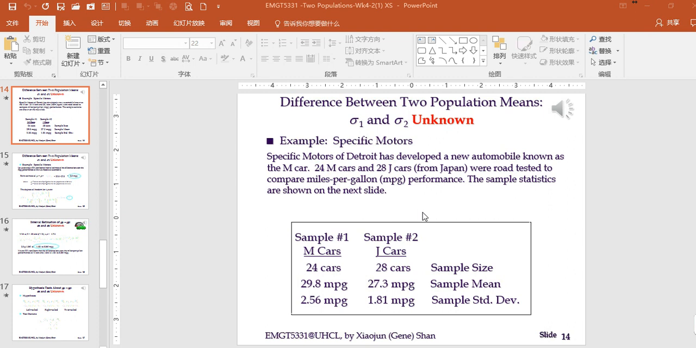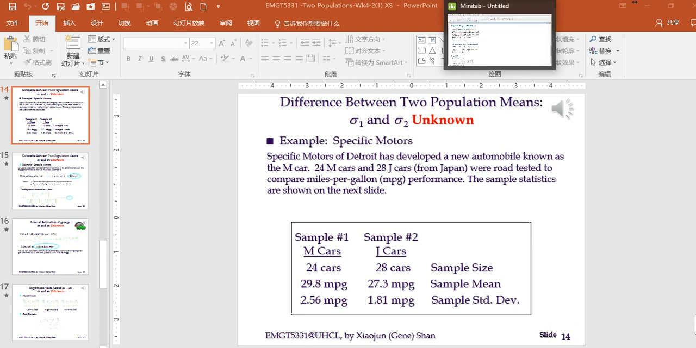Okay, first let's look at an example where we conduct a hypothesis test on the difference between two population means when sigma 1 and sigma 2 are unknown. So here is the example about the mileage per gallon for two cars.